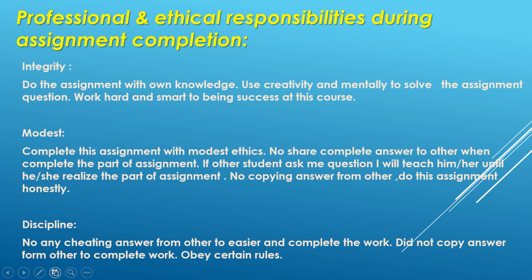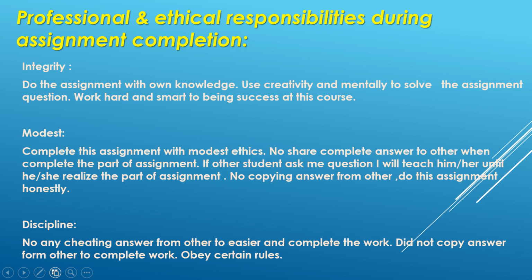Professional ethics and responsibility during assignment completion. During the assignment done by me, some of the ethical responsibilities I have applied are these. The first one is integrity. Do the assignment with all my knowledge. Use creativity and mentality to solve the assignment questions, both hard and smart, to be successful in this course.